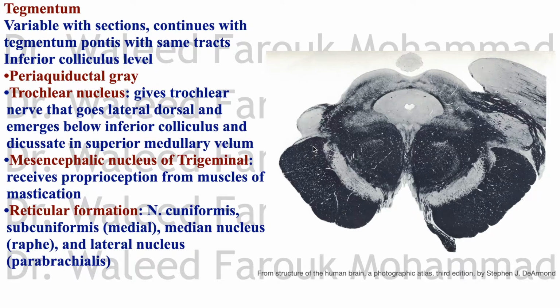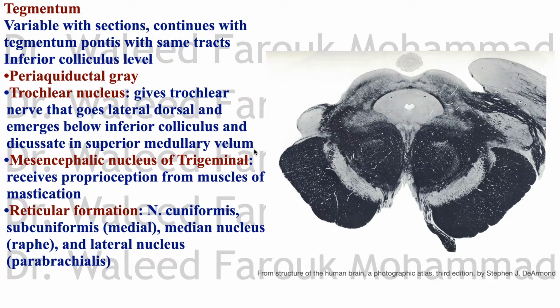The trochlear nucleus gives the trochlear nerve, which goes lateral and dorsal. It's not showing here because we need a level at the inferior colliculus. The trochlear nerve is present at the inferior colliculus level. This is the level of the superior colliculus, and this is the oculomotor nerve. The trochlear nerve goes lateral and dorsal, emerges below the inferior colliculus, and decussates in the superior medullary velum. Remember, the superior medullary velum is the roof of the fourth ventricle formed by the cerebellum.